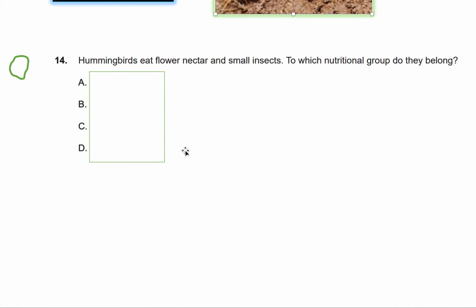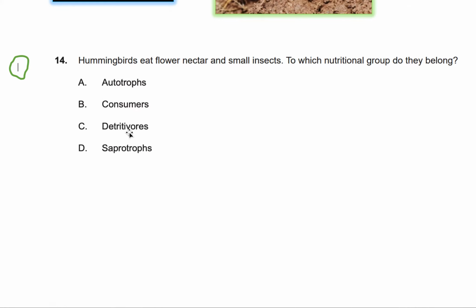Hummingbirds eat flower nectar and small insects. To which nutritional group do they belong? So give it a go. So yeah, hummingbirds, we know in the name it's a bird. Most birds eat flower nectar and could eat small insects. This is kind of something that you could know already without the question itself, but that doesn't matter. To which nutritional group do they belong? So remember, a nutritional group is like how they organize species into how they consume stuff, or how they make their own food, how they get their food inside them.